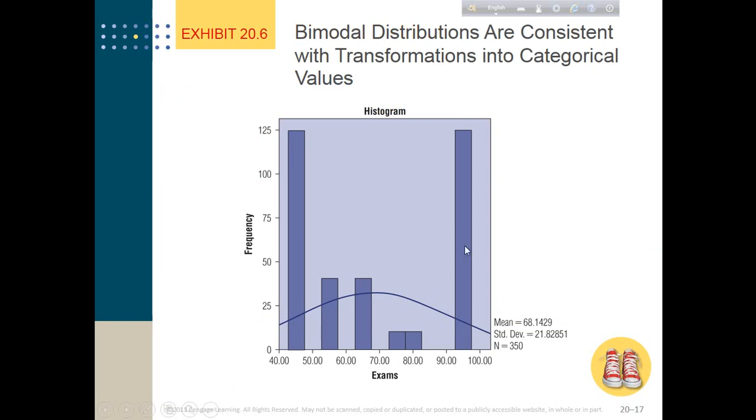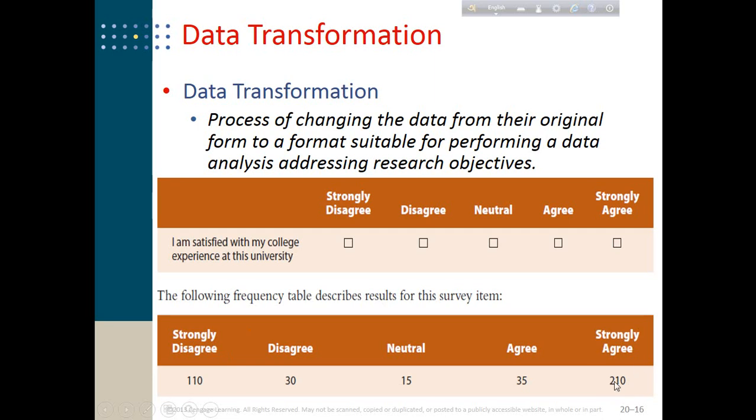Okay, so if we look at this, it's actually a sort of bimodal distribution, because 210 and 110, so almost 80% of the answers are coming from strongly disagree and strongly agree.